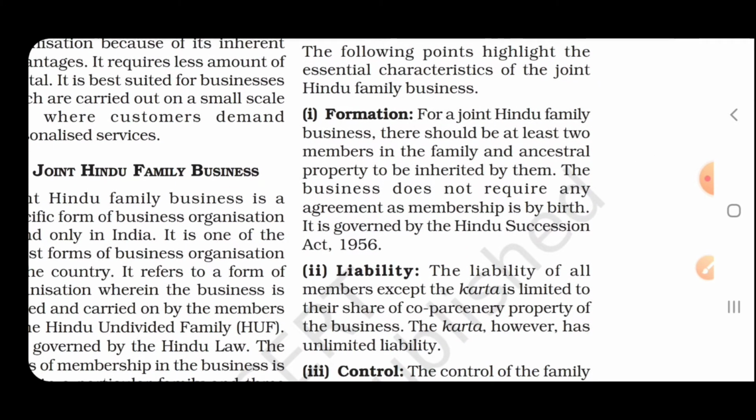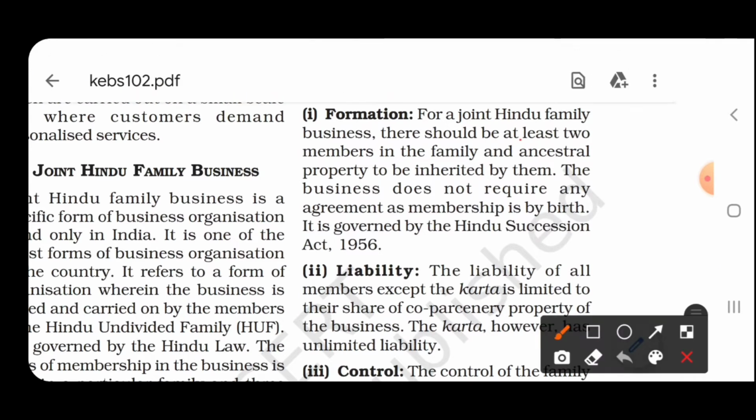For joint Hindu family business, there should be at least two members in the family, and ancestral property to be inherited from them. So for starting a joint Hindu family business, there must be at least two persons, and it is passed on from one person to another in the same family. So the property will be inherited from them.